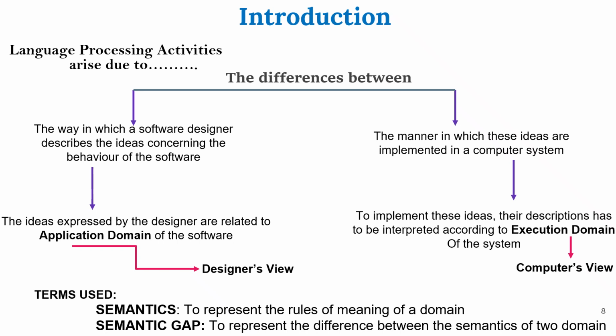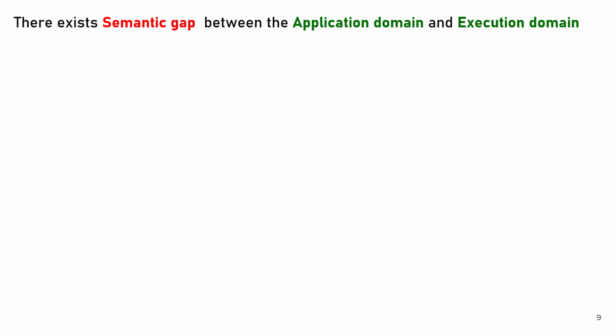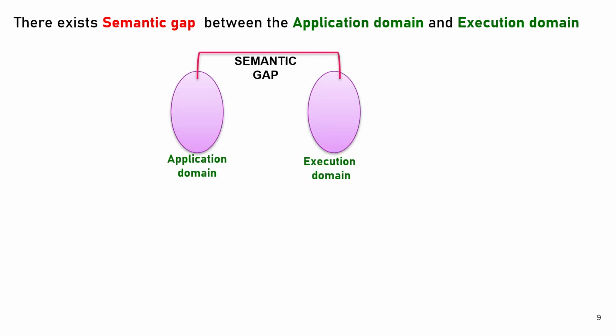एप्लीकेशन डोमेन के रूल्स में और एग्जीक्यूशन डोमेन के रूल में क्या डिफरेंस है, उस गैप को आप सिमेंटिक गैप बोलते हो. Assuming this is understood, I'll move to the next. So there exists a semantic gap between application domain and execution domain. The way application domain is written and the way execution domain is written, both have some differences. The rule for writing application domain differs from the execution domain, hence we say that there is a semantic gap.